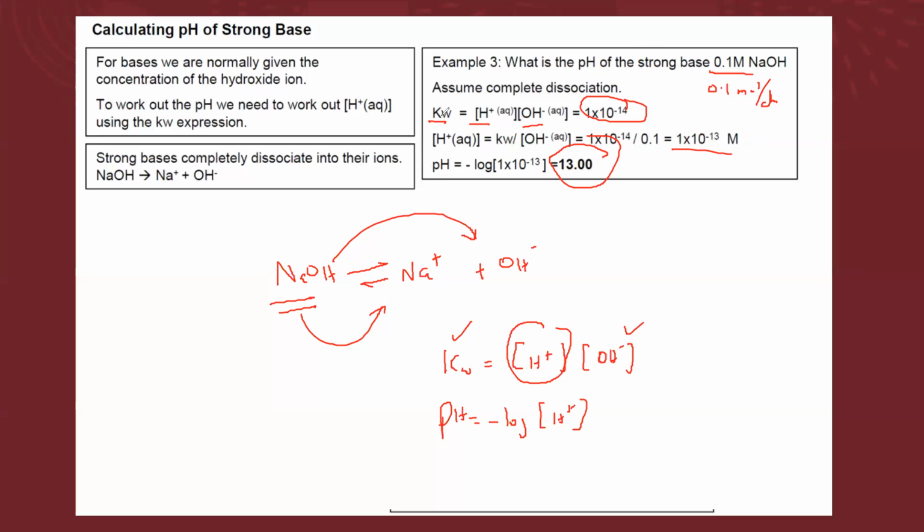For strong acids, we directly know the hydrogen ion concentration, so using the hydrogen ion concentration, we get the pH. But for a strong base, first we have the hydroxide ion concentration, and using the hydroxide ion concentration and the dissociation constant of water, we get the hydrogen ion concentration. Using the hydrogen ion we'll get the pH.